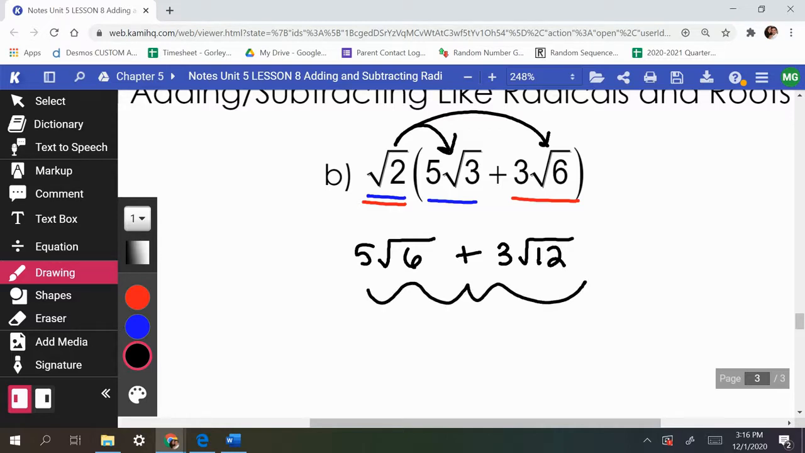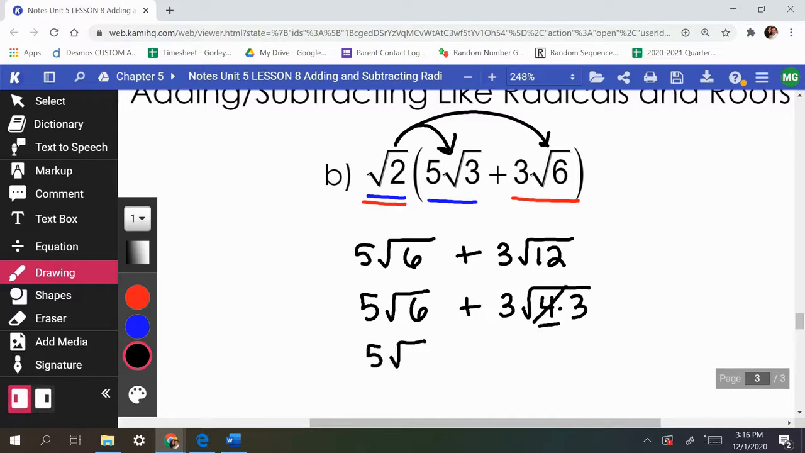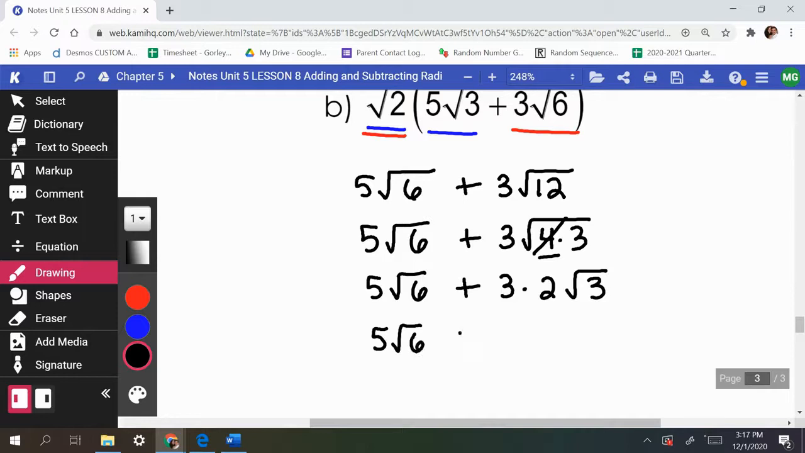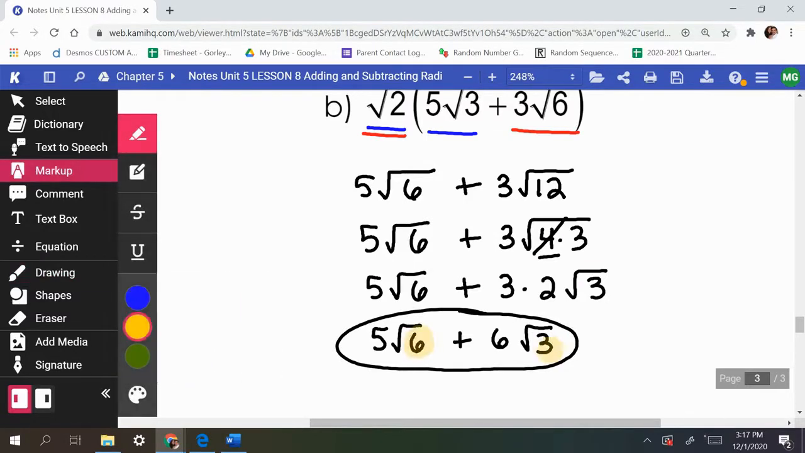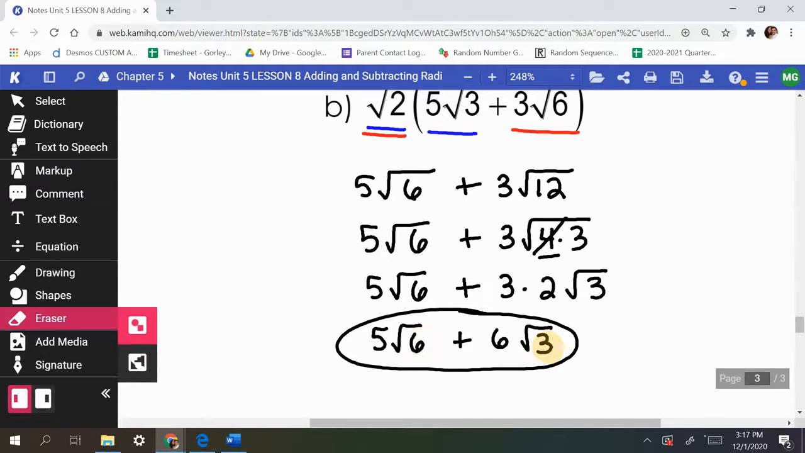Right now, I cannot combine these because they are not like radicals. The radicand is different. Let's try to simplify and see if then we can add terms together. 12, let's see, the largest perfect square it would be divisible by would be 4. So if I reduce this, we'd have 5 radical 6 plus 3 times 2 radical 3. So I end up with 5 radical 6 plus 6 radical 3. And that's as far as I can go. Again, look, my radicands are not the same, so they are not like terms, so I cannot add them together.